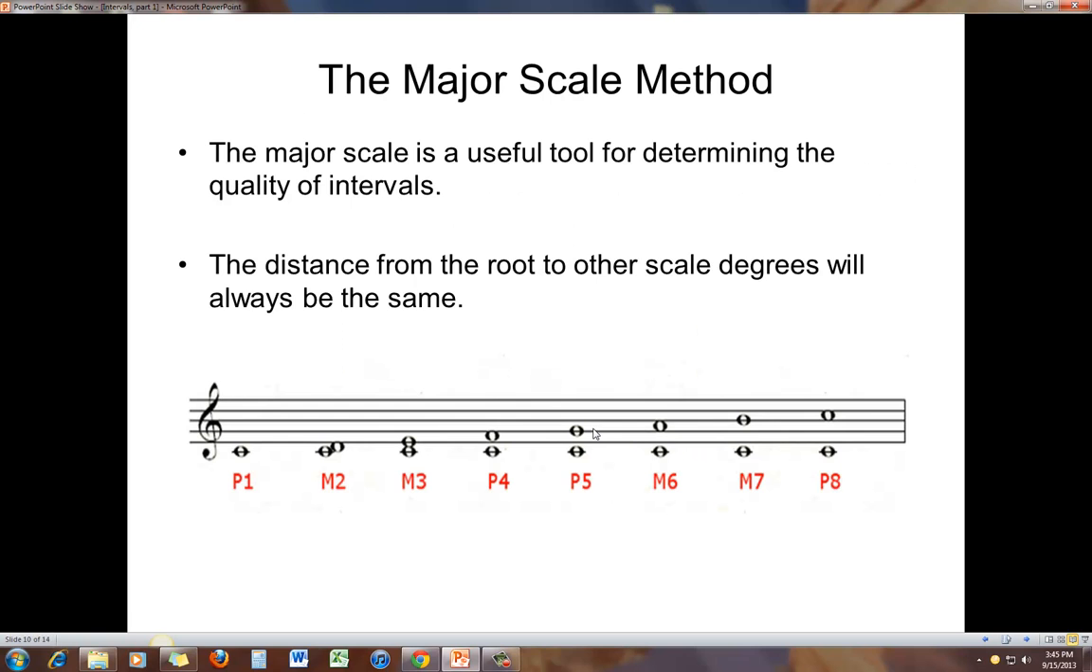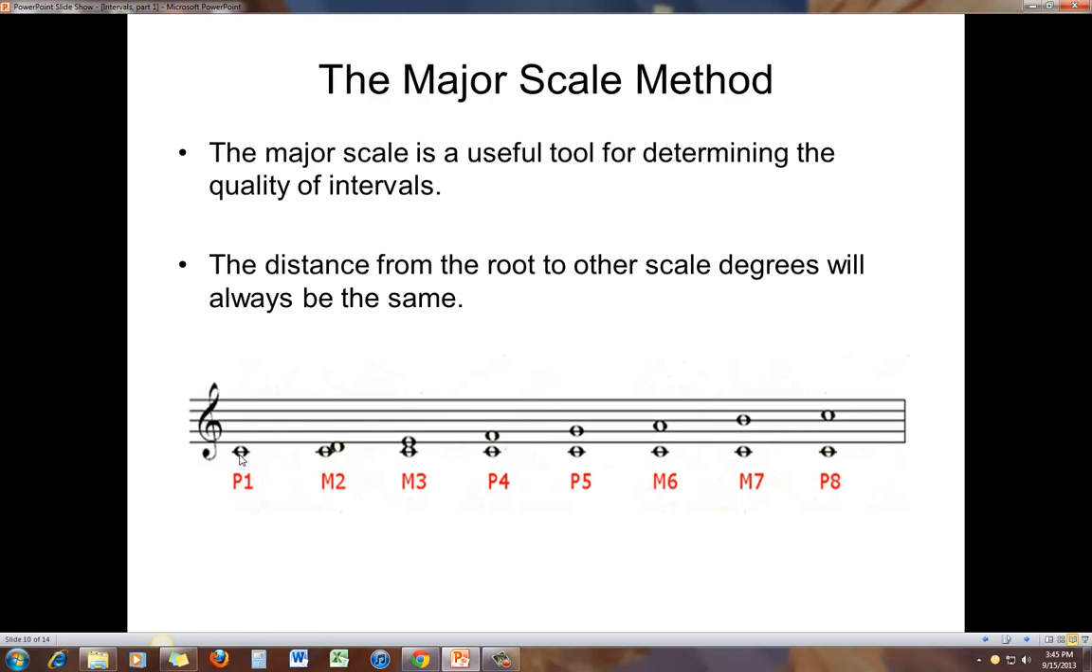The major scale method is an efficient way of determining what the quality of an interval is. The reason that it works is because the major scale is a predictable pattern, and in every key on every major scale, you will get the same pattern.